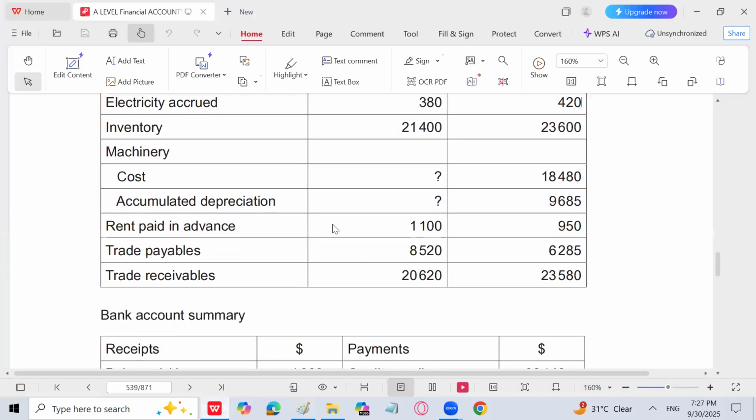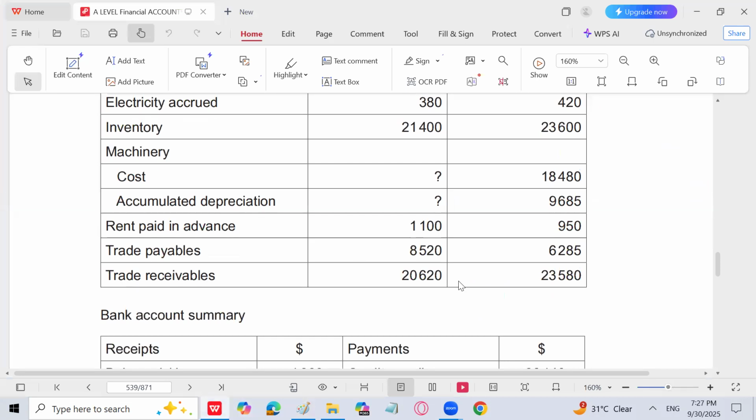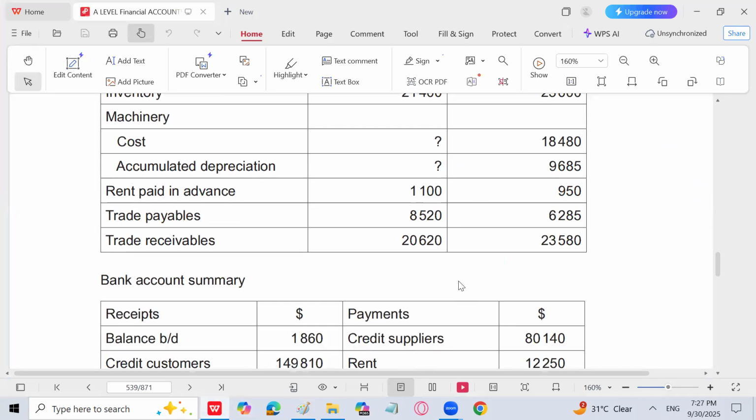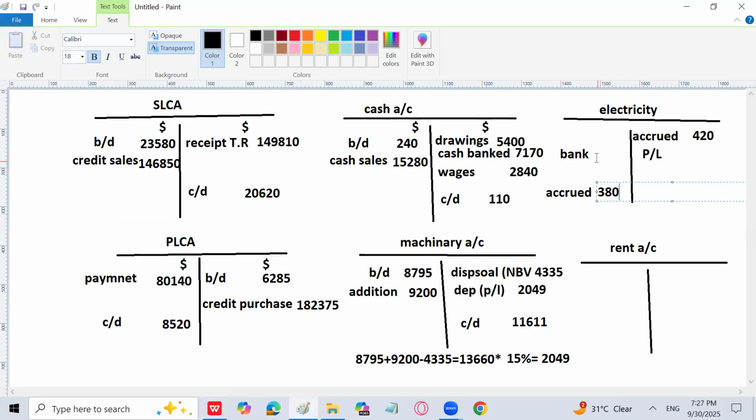So let's see. Electricity accrued is 420 at the start and 380 at the end. Then the bank figure, I will write the payment we have paid for the electricity. That is given here, 3680. That is the bank figure. So can you please tell me the result of 3680 plus 380 minus 420? The answer is going to be 3640. That is the profit and loss account figure.